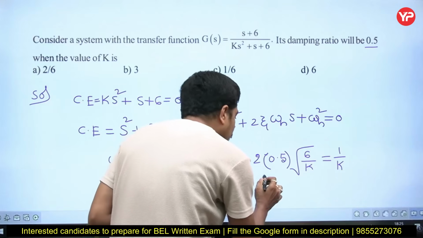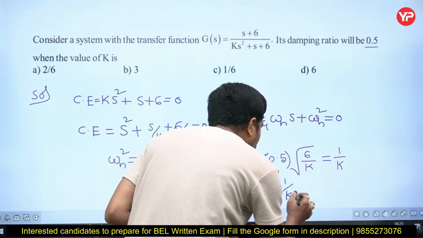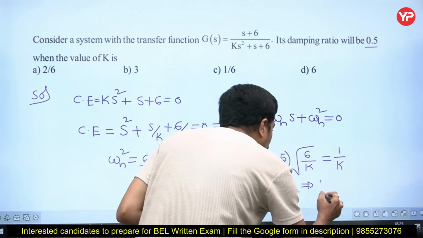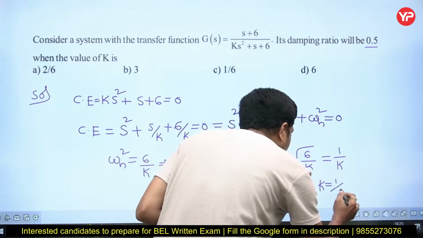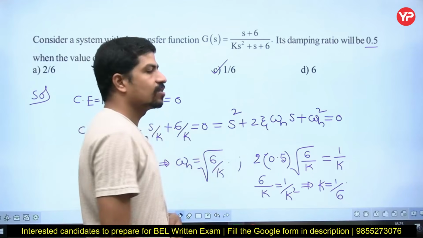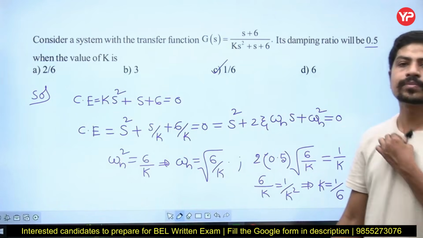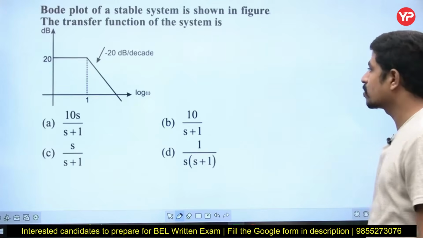So square on both sides. 6 by k is equal to 1 by k square. If you solve this, you get k is equal to 1 by 6. Option is C, C for Chennai. Right? Next question, please.